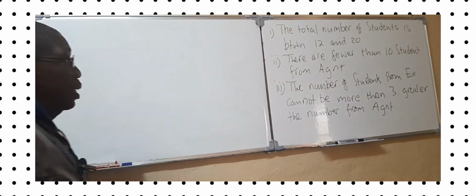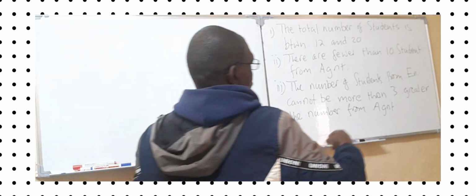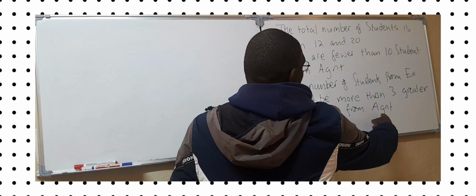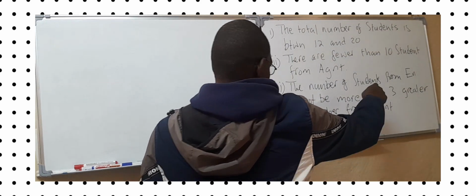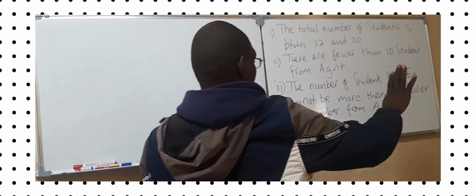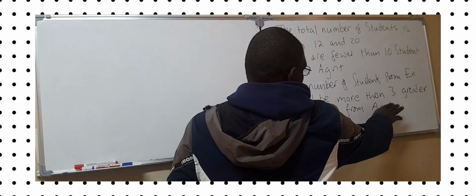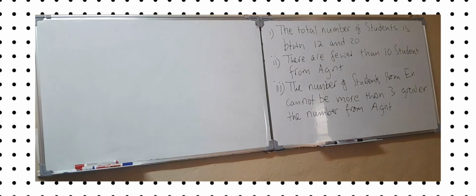The third and final condition says the number of students from England cannot be more than 3 greater than the number of students from Argentina. Put simply, this means that if we subtract the number of students from Argentina from the number of students coming from England, the difference can be equal to 3, but it shouldn't be more than 3. In other words, the difference between these guys and those guys should not be more than 3.